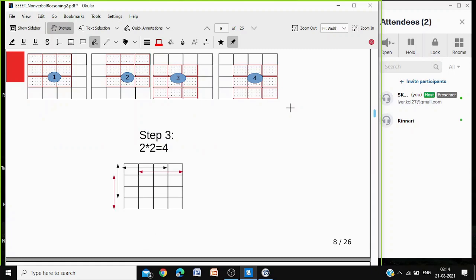Now if you take 4 at a time, see what happens. Either you can take this 4, or the middle 4, or you can take, I can't take the last 4, but you can take from the top. From the top I have taken. You can also take the last 4, and vertically the last 4 you have taken. So we get 2 into 2 equal to 4.